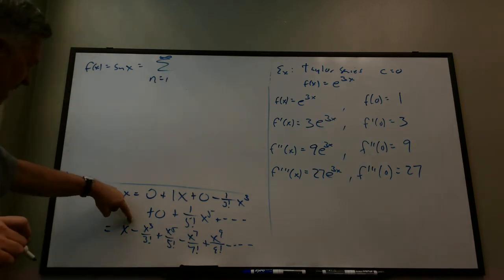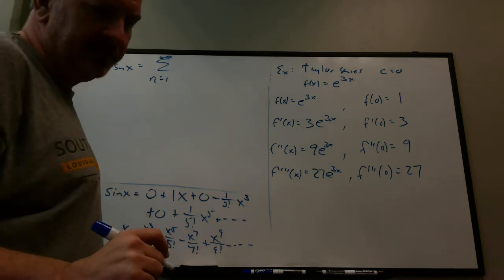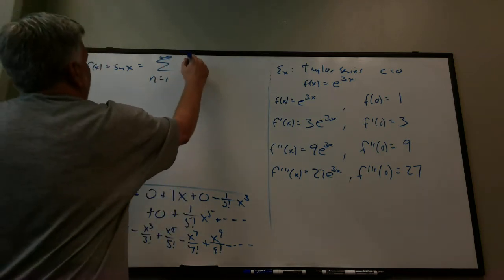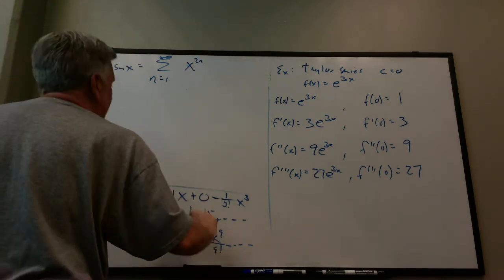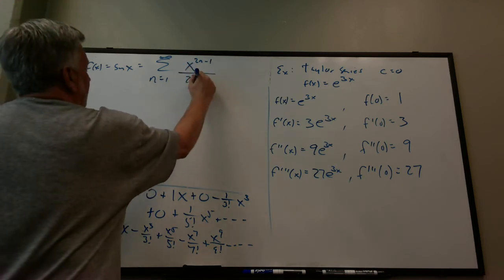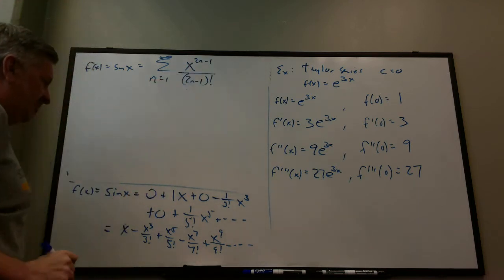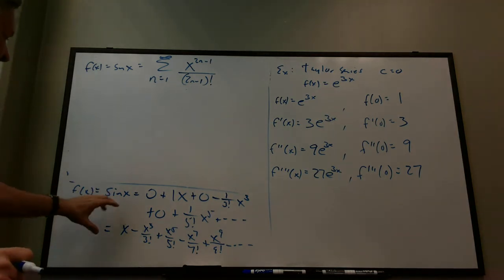Notice all the powers, the exponents, are odd. So we can write this as x to the 2n minus 1 over 2n minus 1 factorial, can't we? Well, okay, I haven't adjusted for the negative yet. But let's see if these make sense.